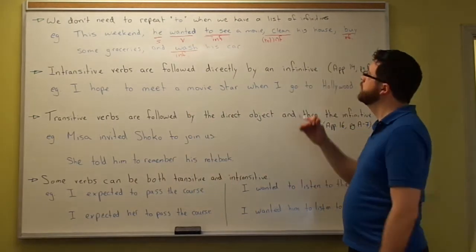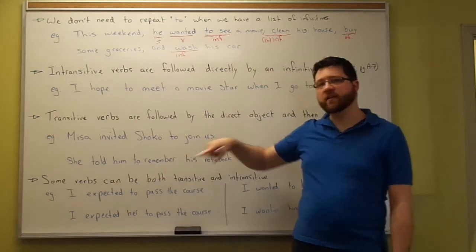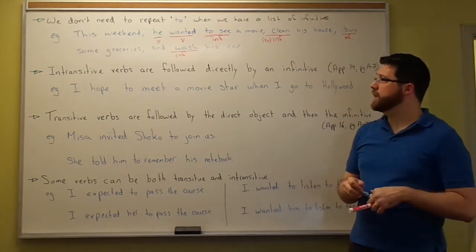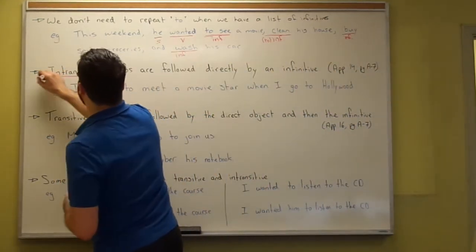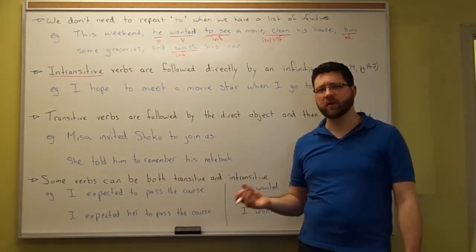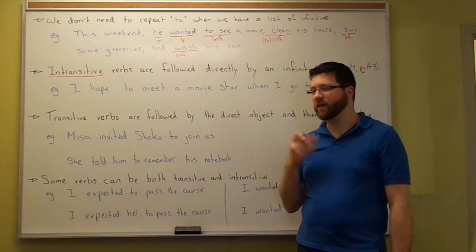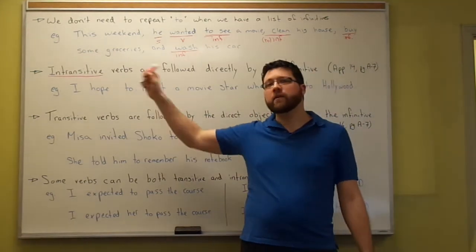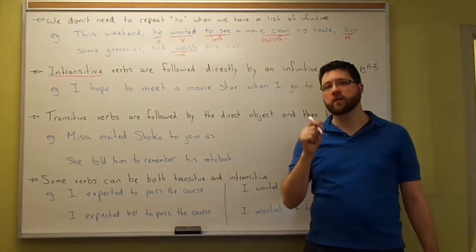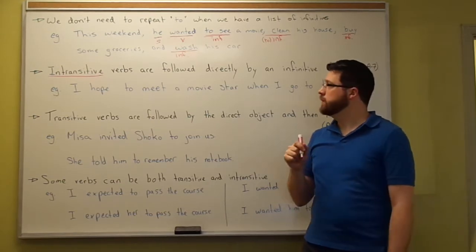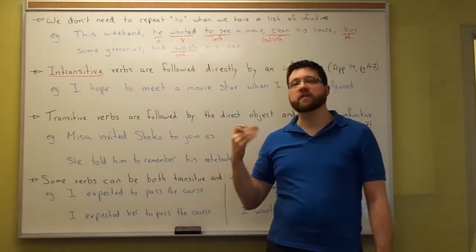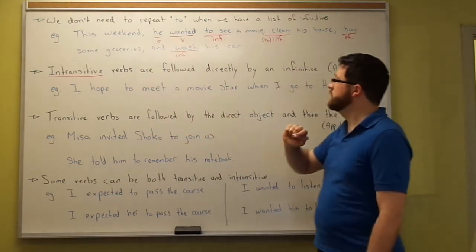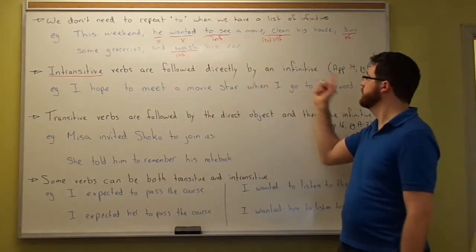Now, moving on, after this, these next three points are connected, they're related. And the first one is intransitive verbs. What's an intransitive verb? Does anyone know? Intransitive. I know it sounds familiar, but what is it? Well, an intransitive verb is a verb that does not need an object. It's a verb that makes sense or is understandable without the object. So intransitive verbs are followed directly by an infinitive.